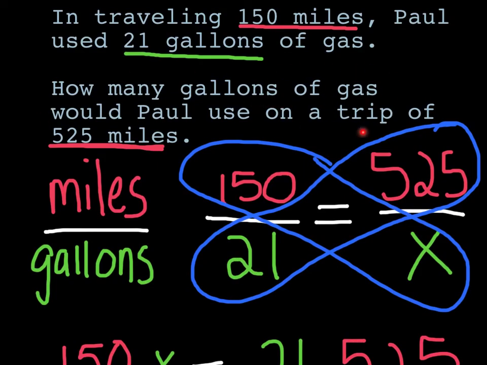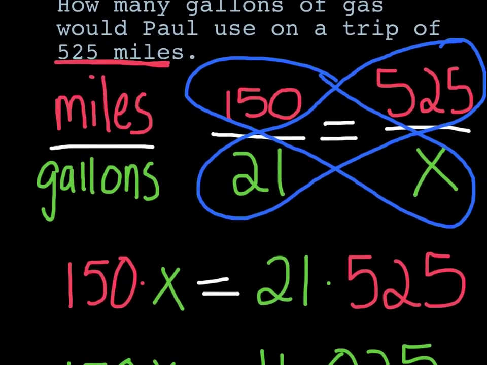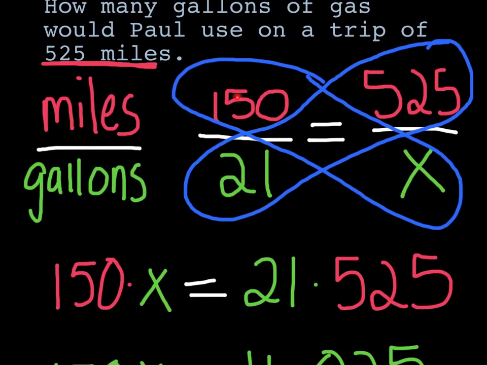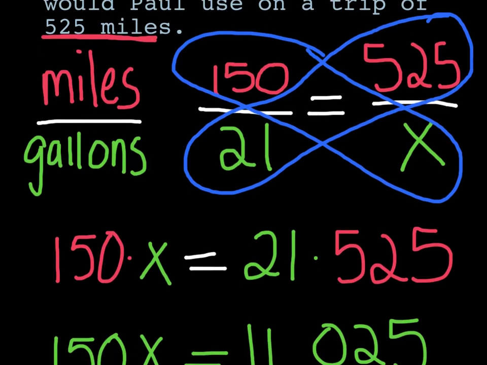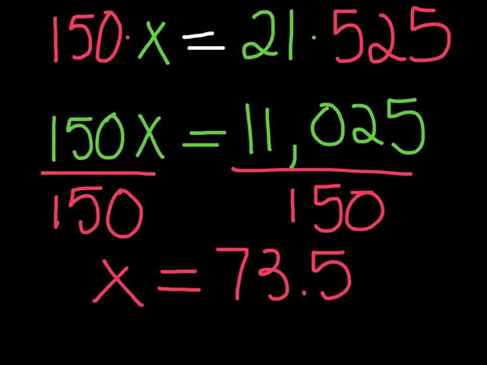So going back to the original problem, we were looking to answer the question, how many gallons of gas would Paul use on a trip of 525 miles, using a proportion, and then solving by using this cross multiplication method. We discovered that Paul would need 73.5 gallons of gas.